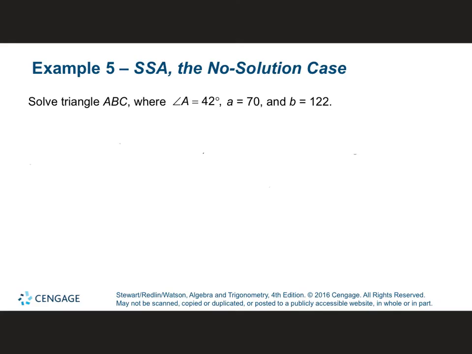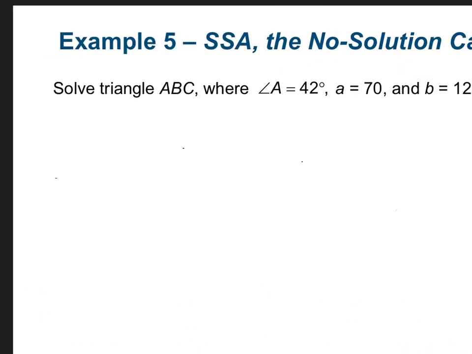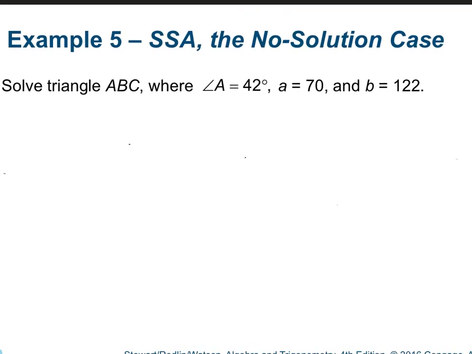For our next example, we're going to be dealing with a case that has no solutions. Now, you cannot take the sine of something and get something greater than 1. It's not possible. You don't have a triangle if that's the case. So, if you look at this example, we are told to solve a triangle ABC, where angle A is 42 degrees, side length A is 70, and side length B is 122.